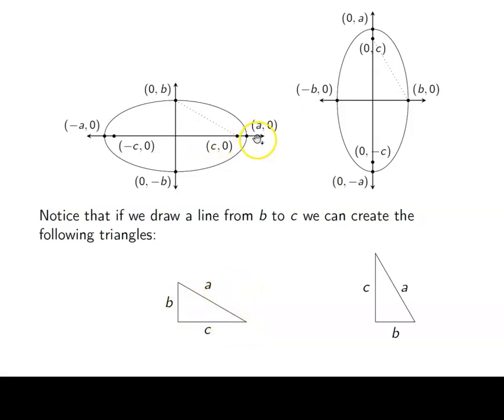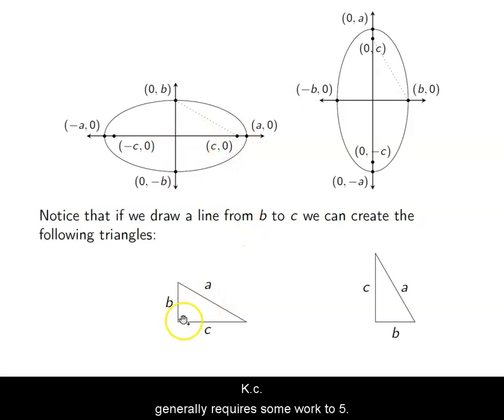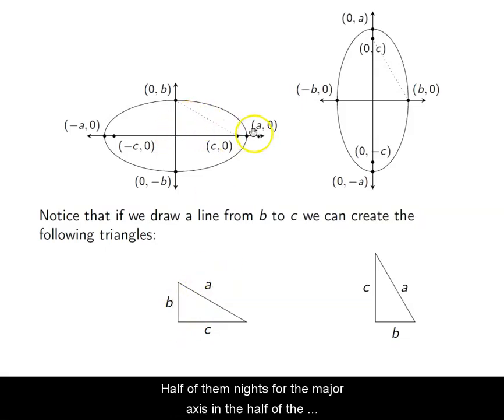Because based on the equation that we have for an ellipse, two things are going to be very, very easy to find, and that is a and b, okay? C generally requires some work to find. So if I know a and b, I will generally know half of the length for the major axis and half of the length for the minor axis, or at least where the vertices are, okay? But c is hard to find.